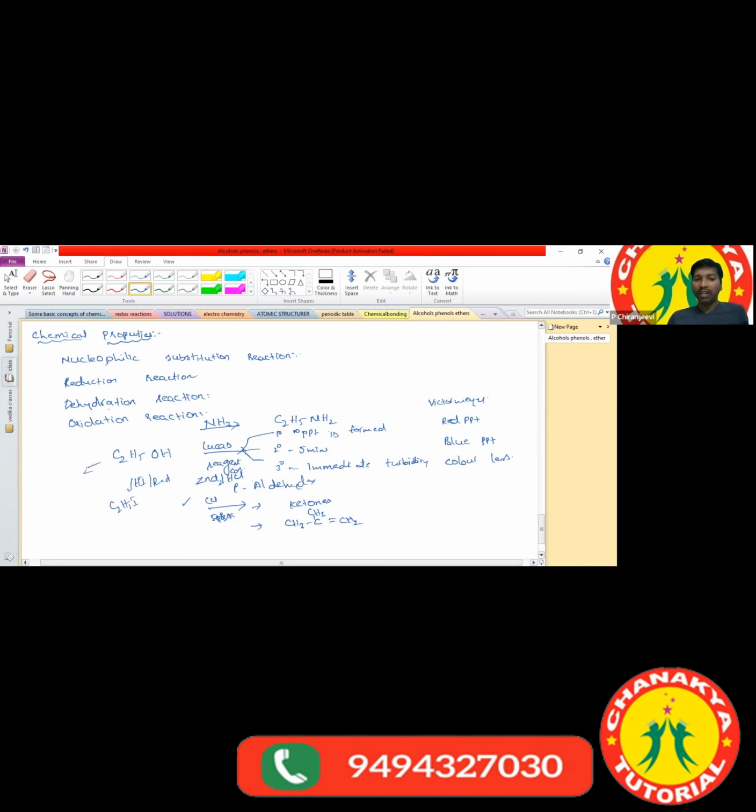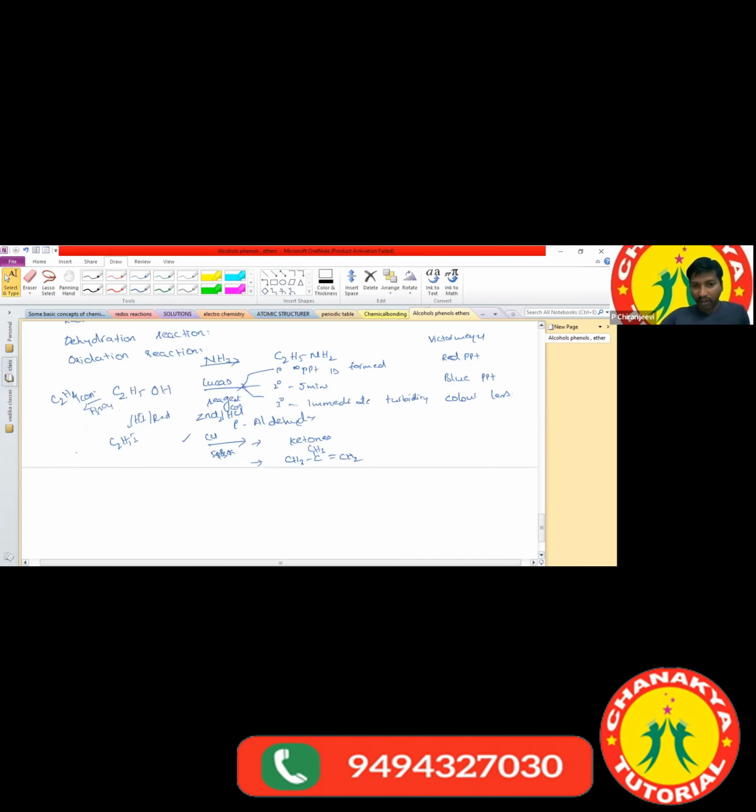And dehydration of the alcohol. If alcohols undergo the dehydration reaction, which is nothing but removal of a water molecule, then they form alkenes. Ethanol undergoes the dehydration reaction in the presence of concentrated sulfuric acid and forms ethene. The molecular formula of ethene is C2H4.